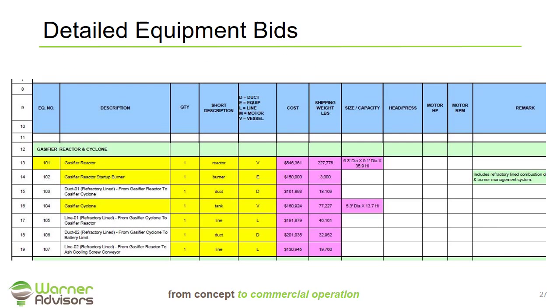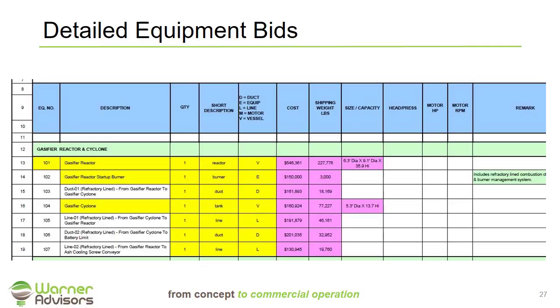So you've heard me discuss detailed equipment bids previously, and I want to give an example of what an equipment list looks like. This is one that was extracted out of the NREL gasification report that I discussed earlier. So the key information you're going to need in this case are things like a description of the equipment, the quantity, how many of them do you need, the cost of the piece of equipment, how much it weighs is very important, the size and capacity.